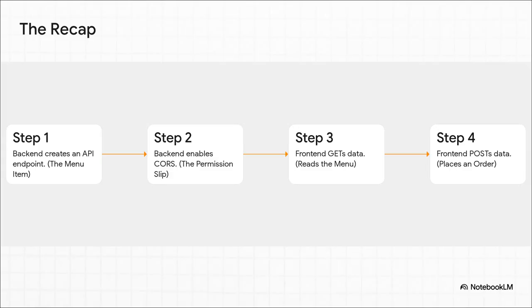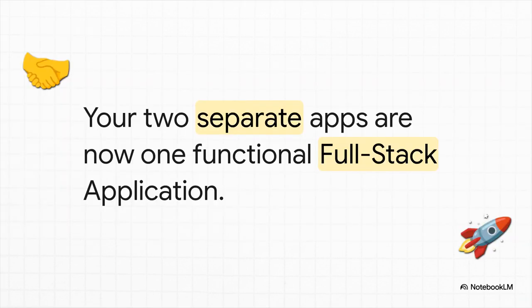So let's do a quick recap of the whole journey, right? First, the back-end kitchen put an item on the menu by creating an API endpoint. Second, it gave the dining room the secret password. That's the permission slip our CORS setting. Third, the front end read the menu using a GET request. And finally, the front end placed its own custom order with a POST request. And that's it. That's the magic. What started out as two completely isolated applications, a lonely dining room and a quiet kitchen, are now one single, functional, full-stack application. They're working together in perfect harmony.